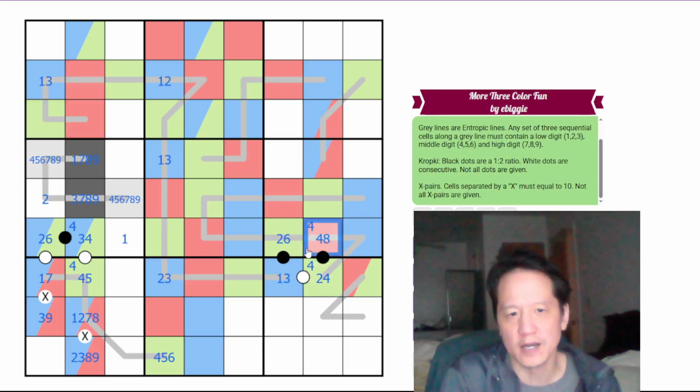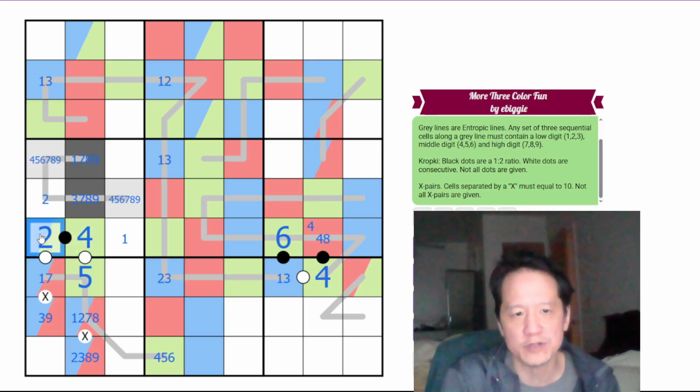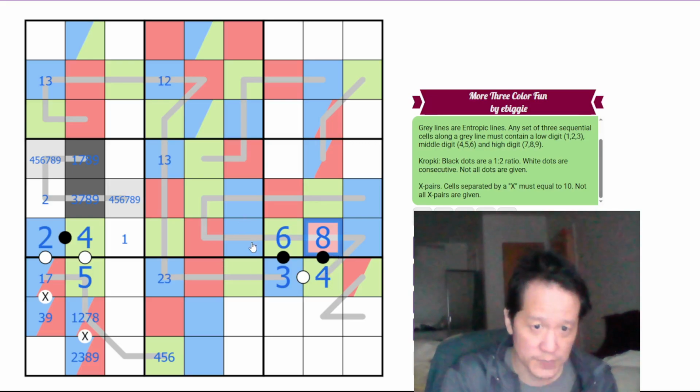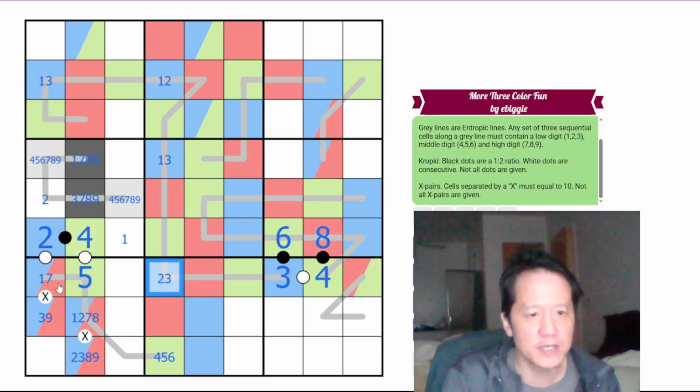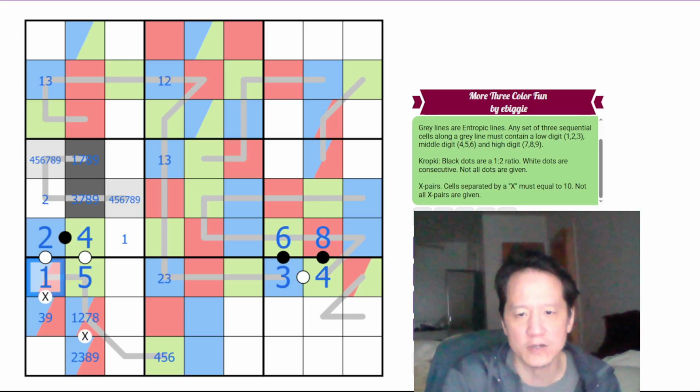So this is high, therefore this is middle, this is 4, this has to be 6, which makes this 2, 4, 5. This is not low, this is middle. This is not middle, this is low. 2 can only be next to 1 or 3. 4 can be next to 3 to make sure that it's one in a 1 to 2 ratio with 6. This is 8. This can't be 3. This 2 is only consecutive with 1 and 3. So this is 1, and it's a low.